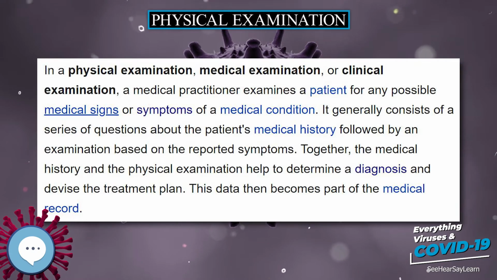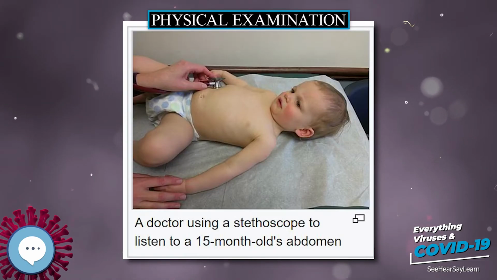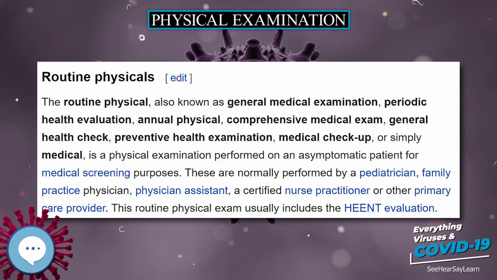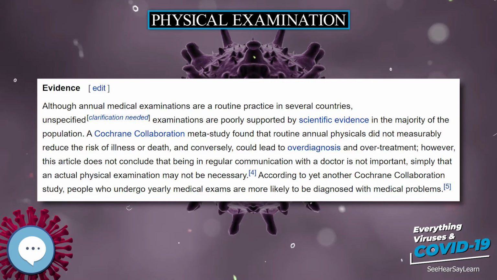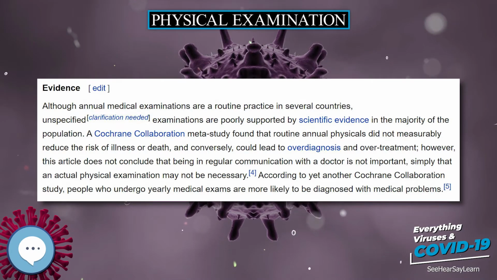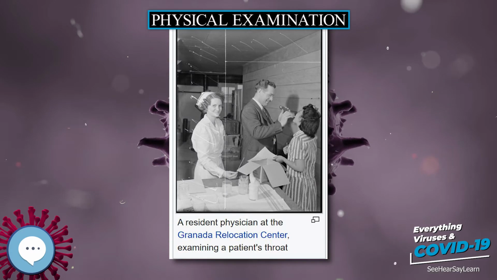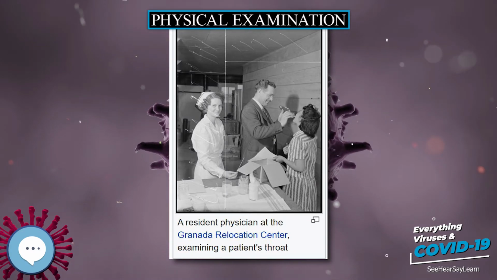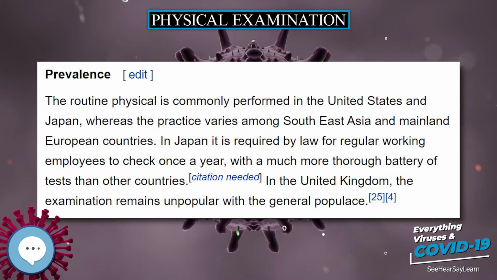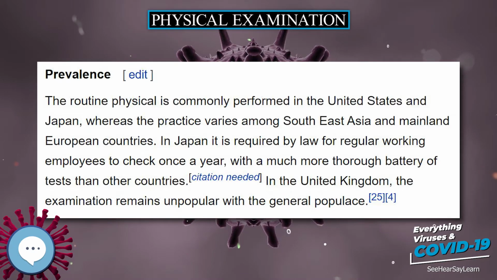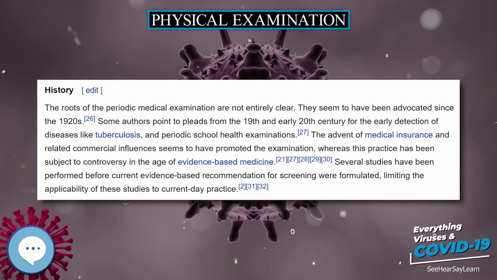Types. Routine physicals. The routine physical, also known as general medical examination, periodic health evaluation, annual physical, comprehensive medical exam, general health check, preventive health examination, medical checkup, or simply medical, is a physical examination performed on an asymptomatic patient for medical screening purposes. These are normally performed by a pediatrician, family practice physician, physician assistant, a certified nurse practitioner or other primary care provider. This routine physical exam usually includes the HEENT evaluation.